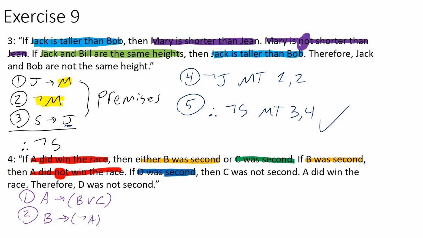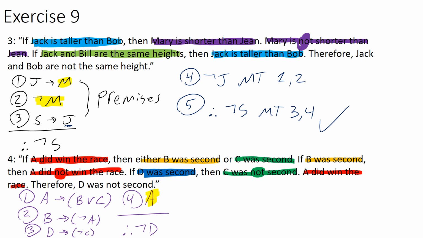If D was second, then C was not second. So for line 3, we have if D, then not C. A did win the race. So for our fourth premise, we have A, and the conclusion we can get from that is D was not second, so not D.